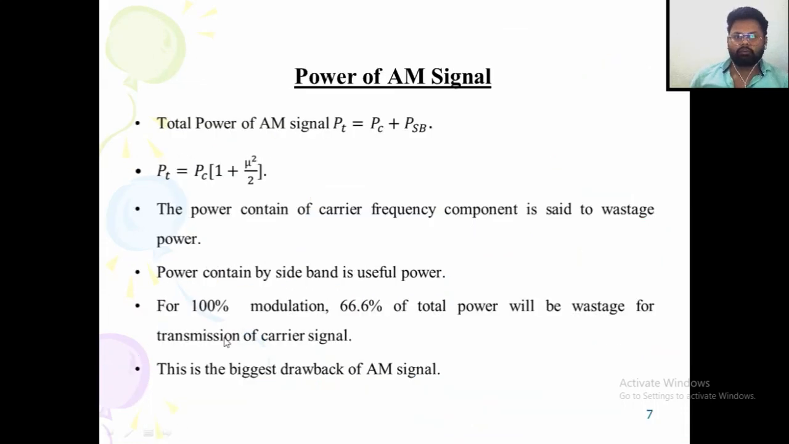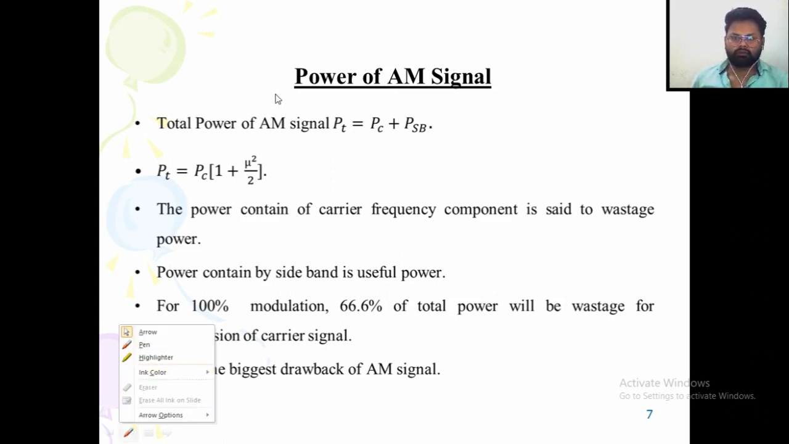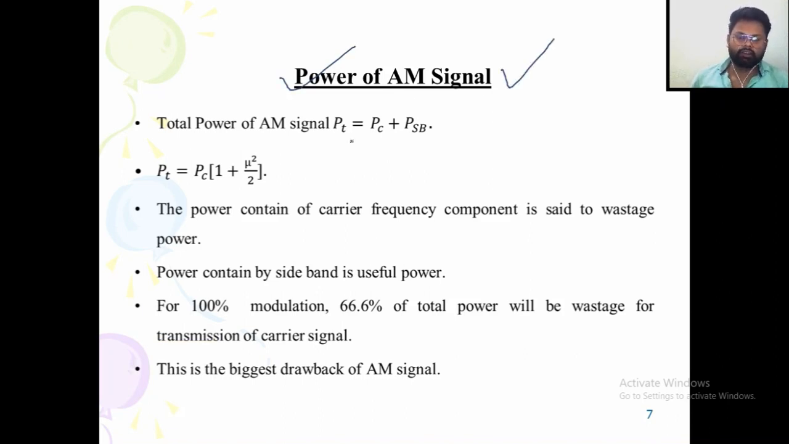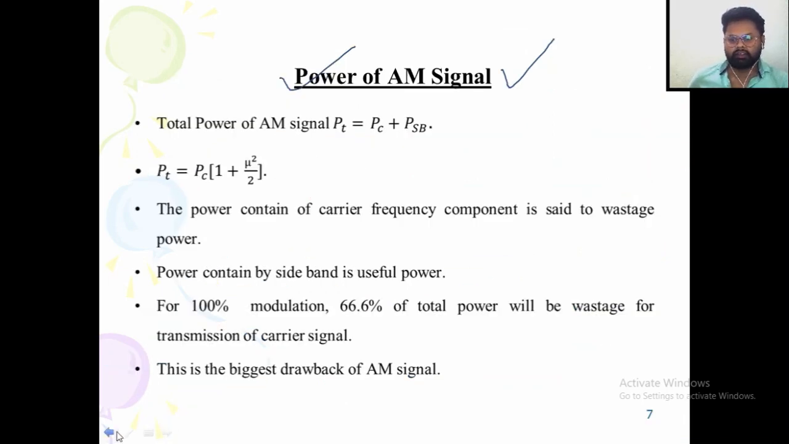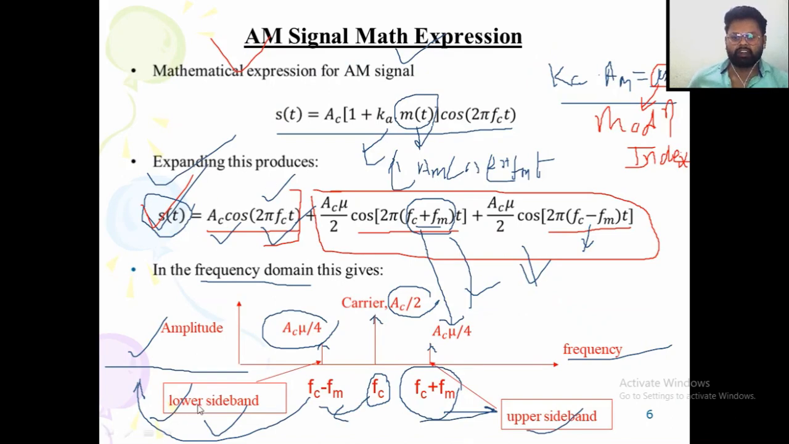Now I am going to go through some calculation in the power. We are going to calculate the power of AM signals, right? As you can see here, we have two components. One is the carrier component. Second one is the sideband components, right? So if you are calculating the power of this AM signal, we will get a carrier power and sideband power, right?